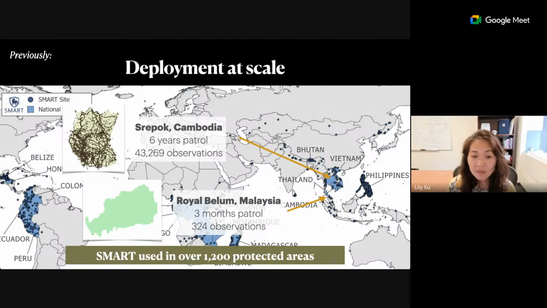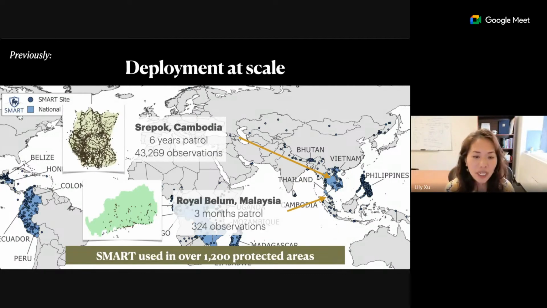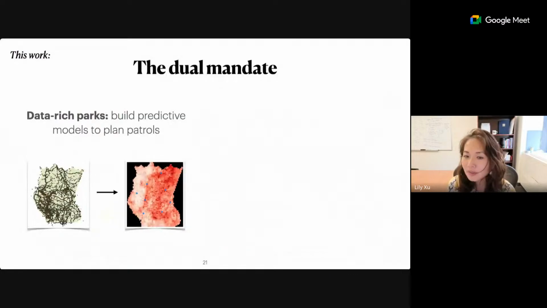So I said I'd be really happy to work with them, and they shared their data. But unfortunately, the data was extremely sparse. So they only had about 3 months of observations, and much of the park had not been patrolled previously. So this is just not enough information to build a supervised learning model.